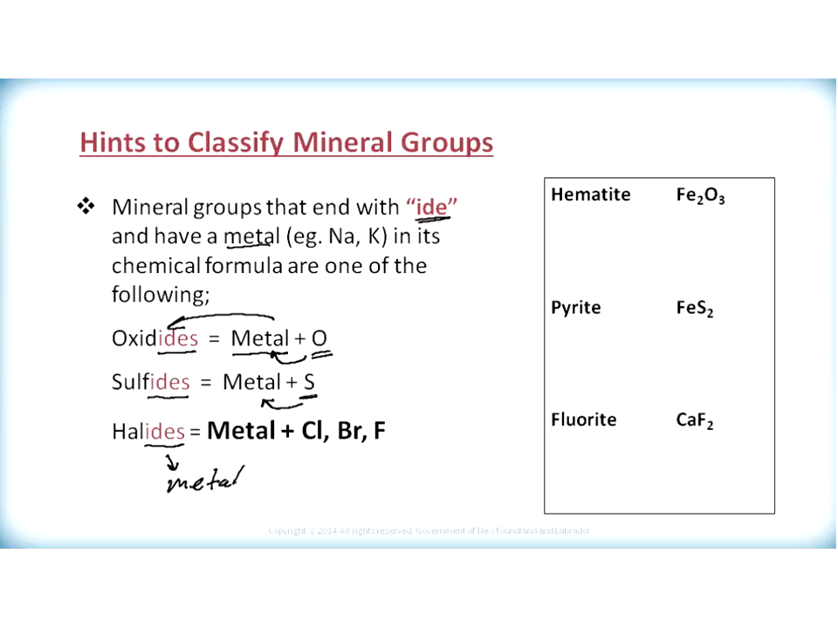Then it belongs to the mineral group sulfides. And the third example of the ides is the halides. Halides basically identifies the main mineral as one of your halogen minerals.